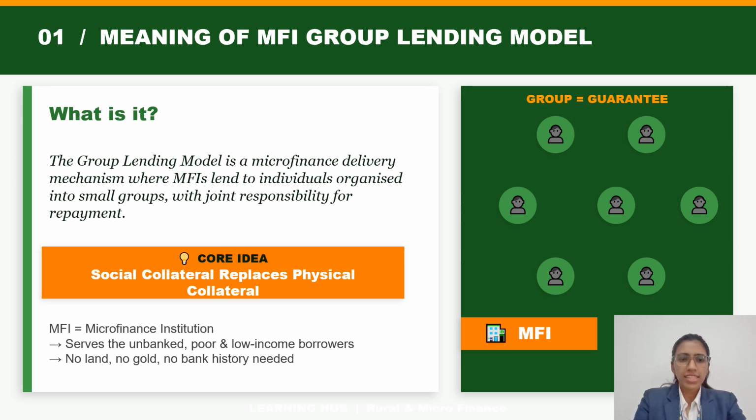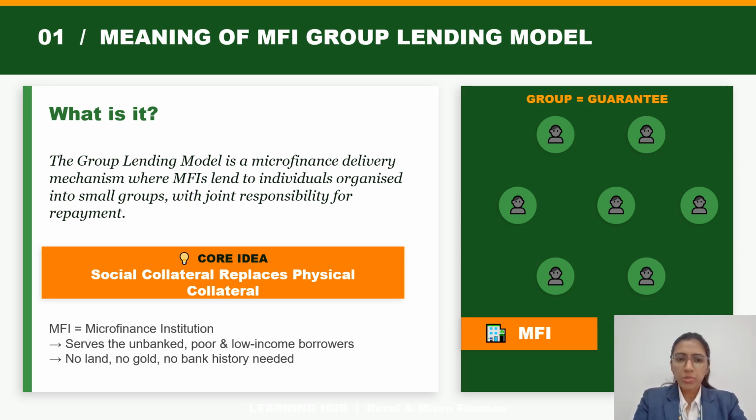So, what exactly is the MFI group lending model? As your class notes clearly define it, the group lending model is a microfinance delivery mechanism where MFIs lend to individuals organized into small groups with joint responsibility for repayment. Now, let's break that down simply. MFI stands for Microfinance Institution. These are organizations that give small loans to poor and low income people who cannot access traditional banks.